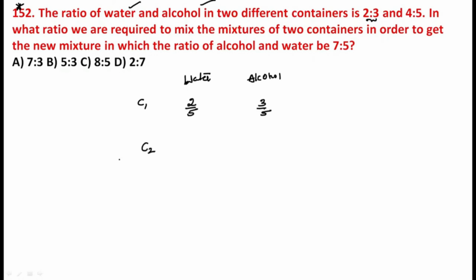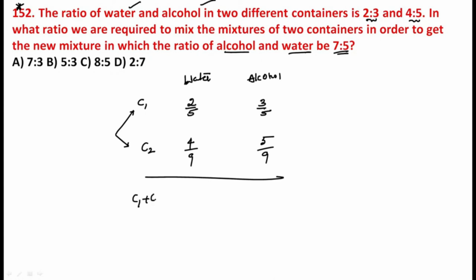In the same way, in container 2, the ratio is 4 is to 5. If there are 9 quantities in container 2, 4 quantities are water. It means 4 by 9th portion is water and the alcohol content is 5 by 9th. And in whatever ratio they are mixed together, the final ratio becomes 7 is to 5, the ratio of alcohol to water. It means the final quantity is C1 plus C2 quantity. Here water is 5 quantities, which means 5 by 12, and the alcohol is exactly equal to 7 by 12.